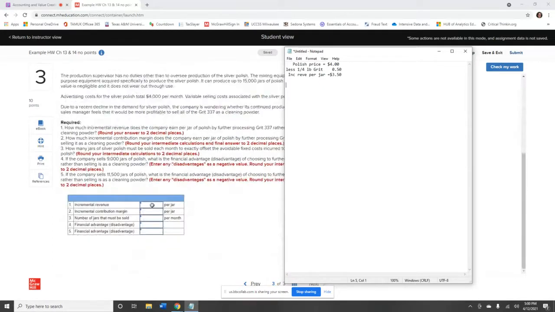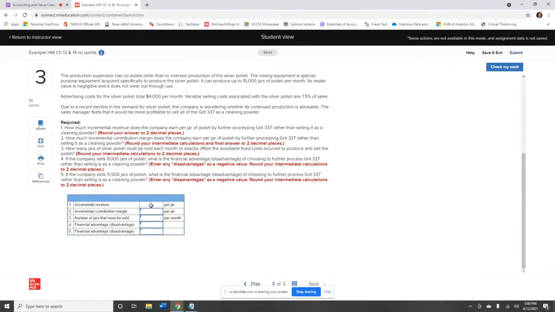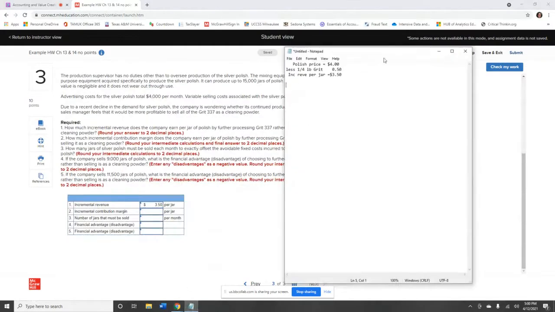Oh, I guess I should answer this. Incremental revenue per jar is $3.50. Now, what's my contribution margin per jar? Remember, per jar. I have to figure out the variable costs per jar, right? So my incremental revenue is equal to 3.50 per jar.